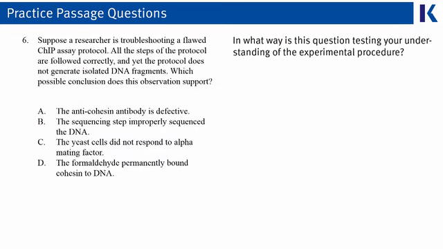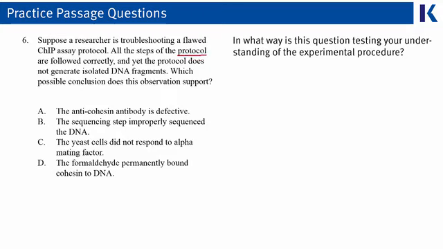Now our last question is really unique. It's also asking about conclusions, but in a really strange way. Here we have a flawed ChIP assay protocol, and the question tells us there's a researcher trying to fix this protocol. So being a thorough researcher, she first starts by making sure that she's not the problem.